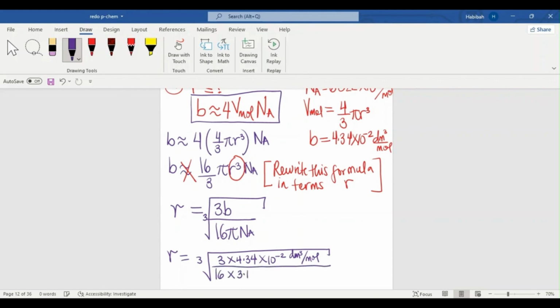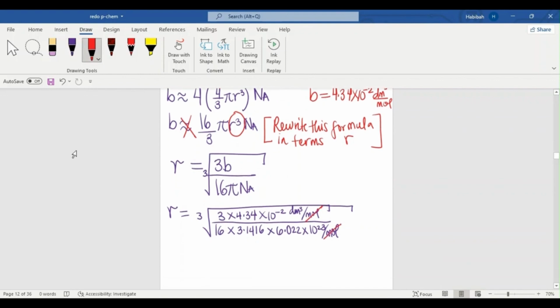We know that pi is 3.142, but I'm going to be using 3.1416, times the Avogadro's constant, which we know to be 6.022 times 10 to the power of 23 per mole. So that's how this is done. Let me drag this out a little bit more. When you have this, of course, we do what we do in math. We cancel out the units to make our work much easier.